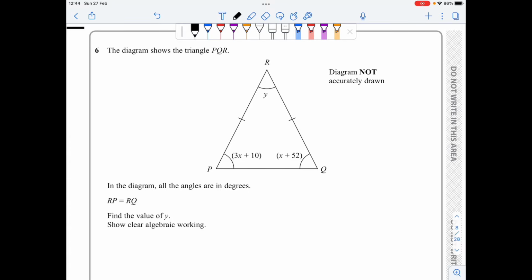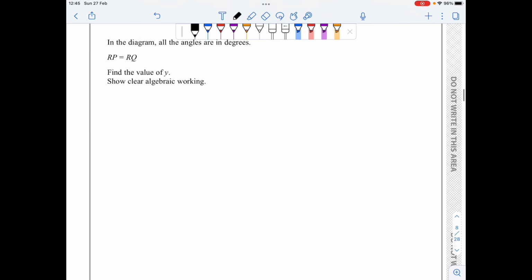In question 6, I've got an isosceles triangle, which means that the angles at the base are equal. So 3x plus 10 is equal to x plus 52. So 2x is 42, which means x is equal to 21.